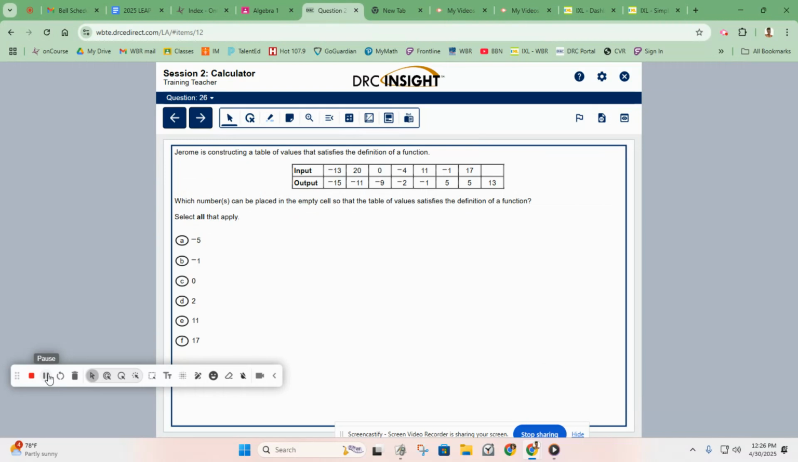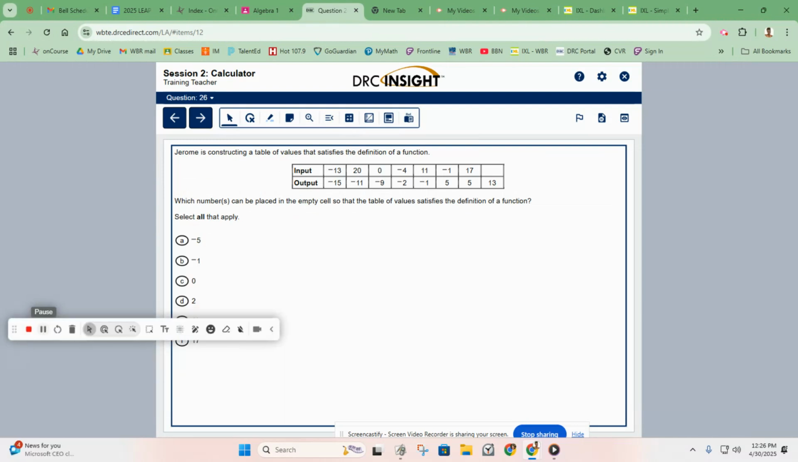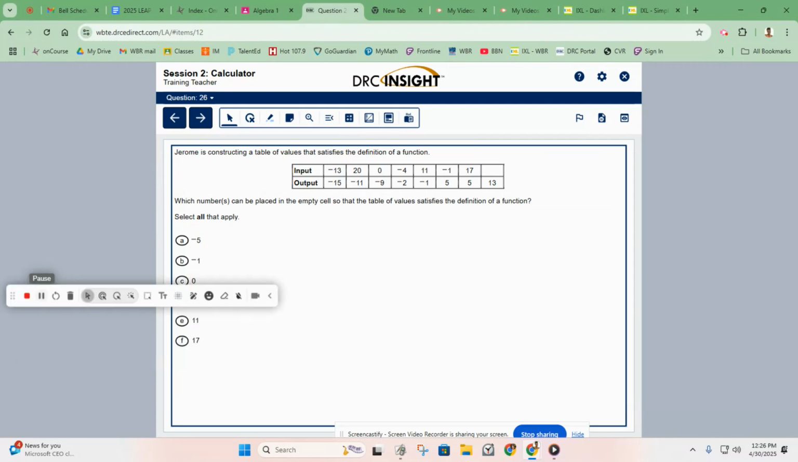All right, number 26. It says Jerome is constructing a table of values that satisfies the definition of a function. So remember, the definition of a function says that if you have each and every input can only go to one output. So basically your input values cannot repeat. We can't have two input or x values that repeat in order to be a function.